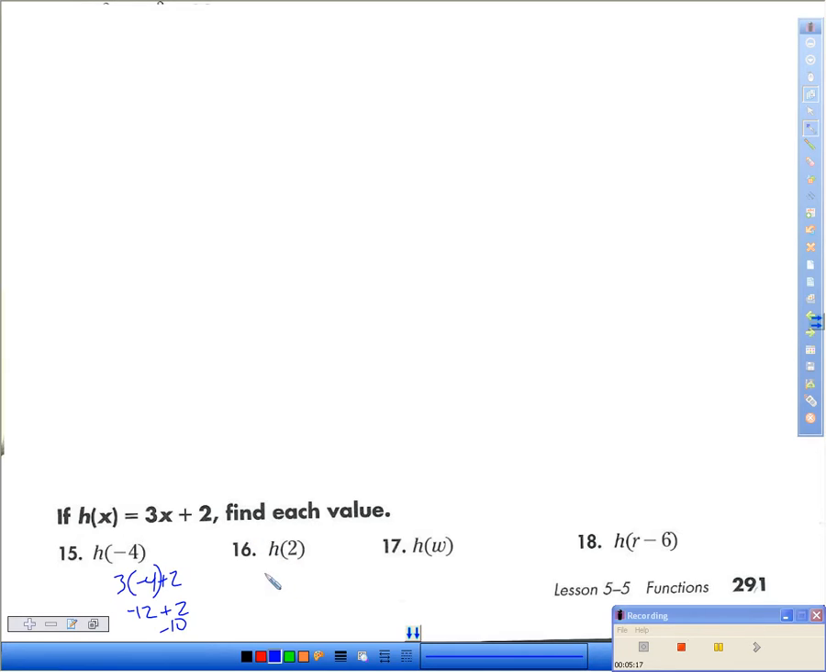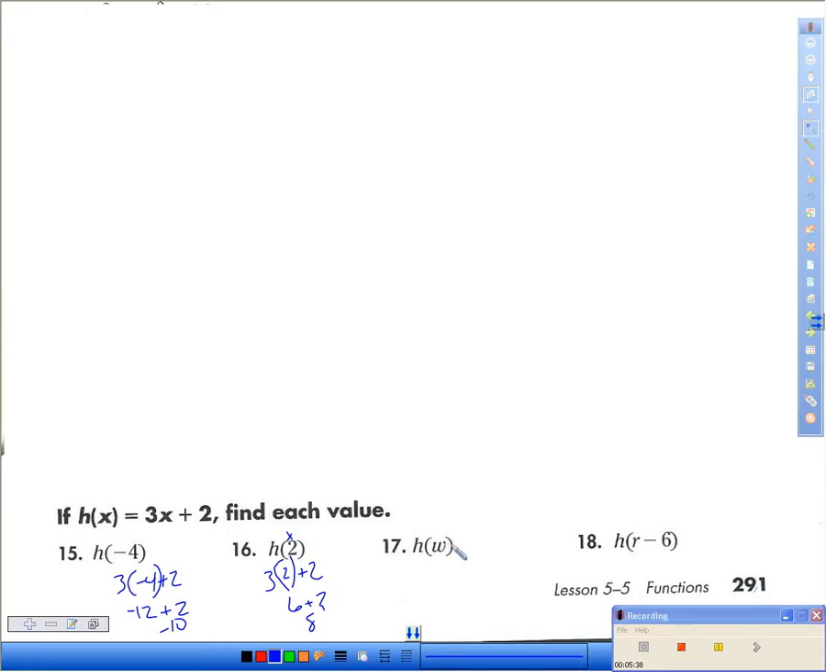On 16, we have 3 times x plus 2. So instead of the 3 times x plus 2, we can take the x out and we can put in whatever we have, h of 2 in this case. So 3 times 2 plus 2. If we simplify that, we'll get 6 plus 2, which is 8.